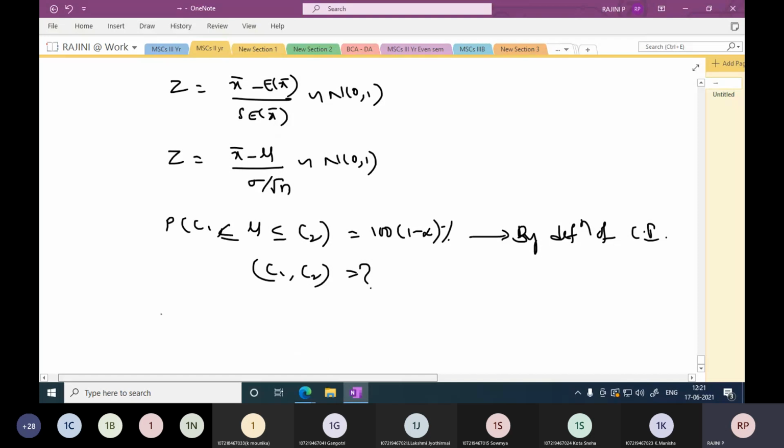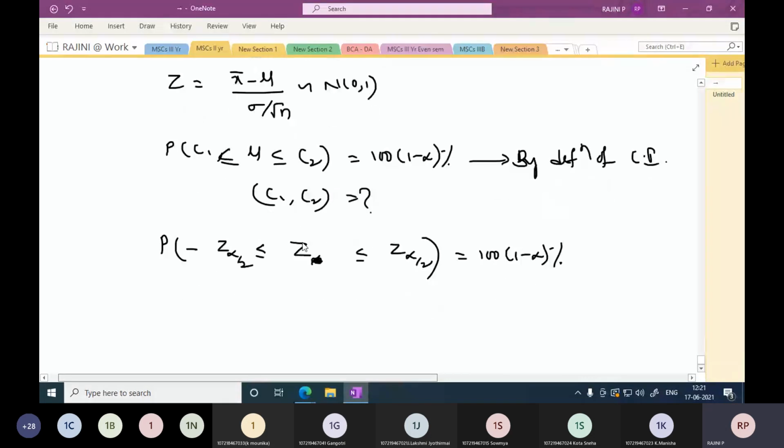By the definition of the standard normal distribution, we know that the Z value always lies between minus Z alpha by 2 and plus Z alpha by 2 with probability 100 into 1 minus alpha percentage. Since here you are giving 100 into 1 minus alpha, we are taking alpha by 2. Now in place of Z, substitute x bar minus mu by sigma by root n: minus Z alpha by 2 less than or equal to x bar minus mu by sigma by root n less than or equal to Z alpha by 2, equal to 100 into 1 minus alpha percentage.